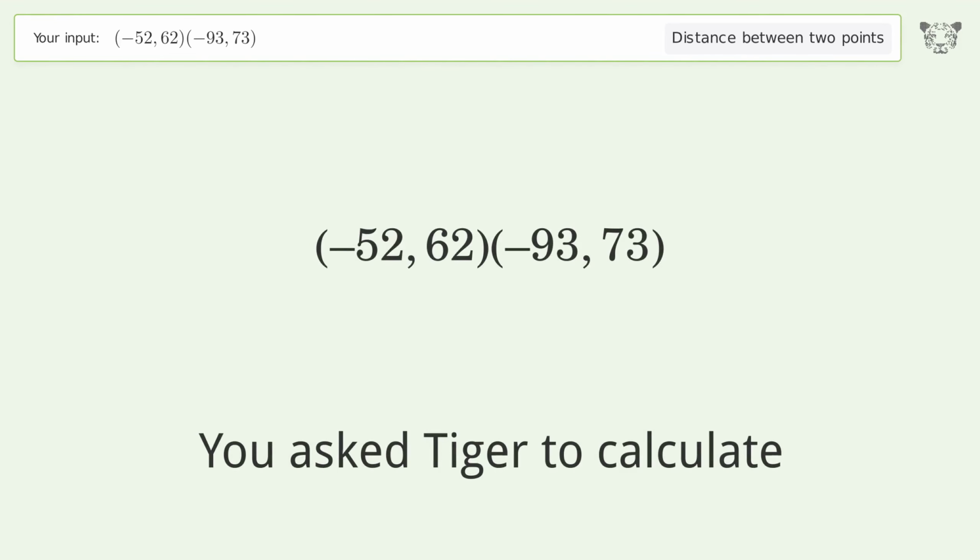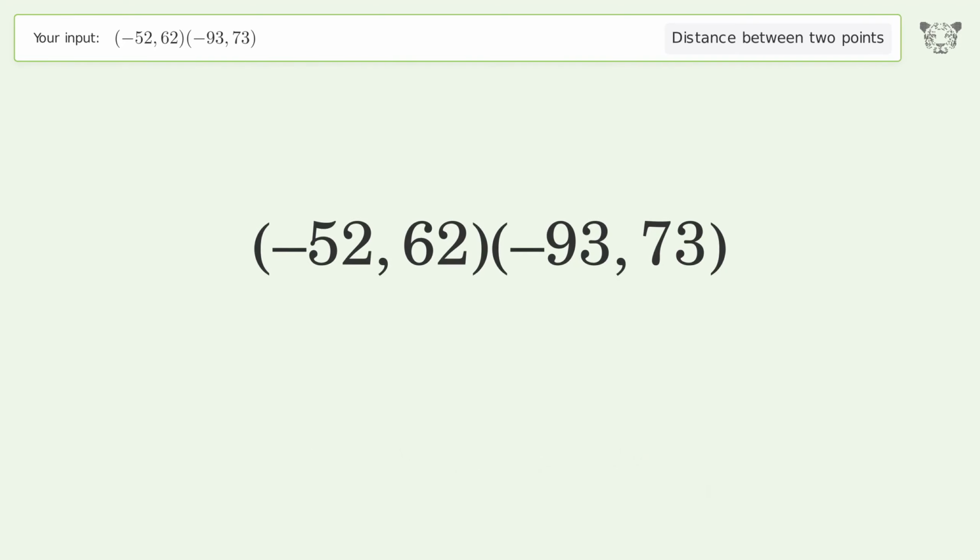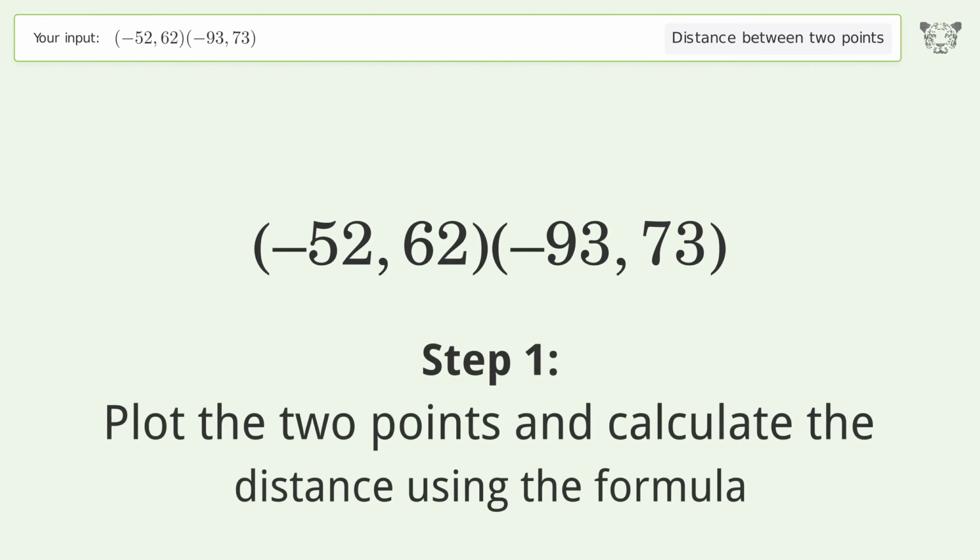You ask Tiger to calculate. This deals with the distance between 2 points. The distance between the 2 points is the square root of 1802, or 42.45. Let's solve it step by step. Plot the 2 points and calculate the distance using the formula.